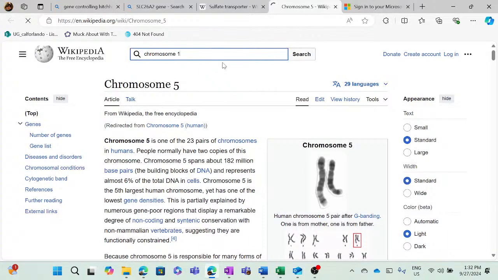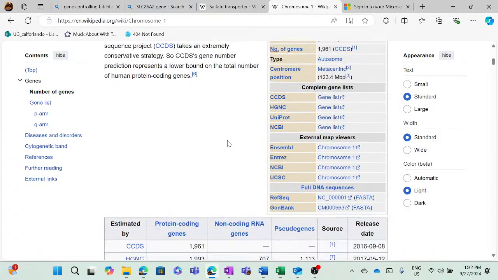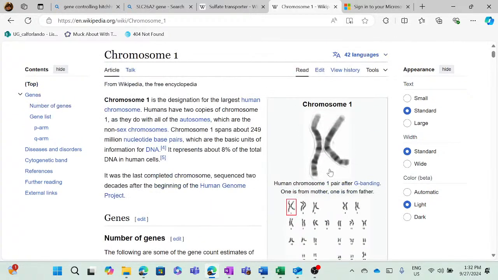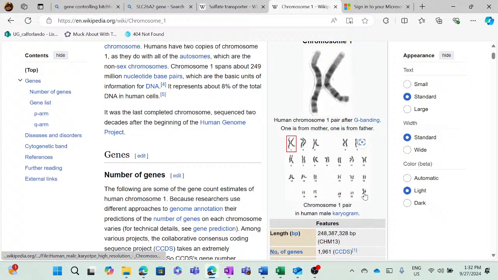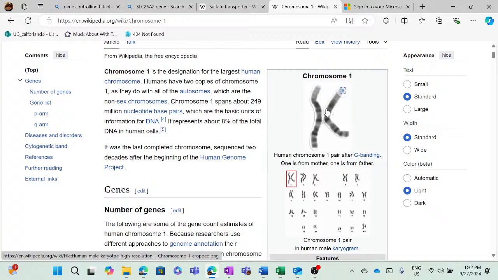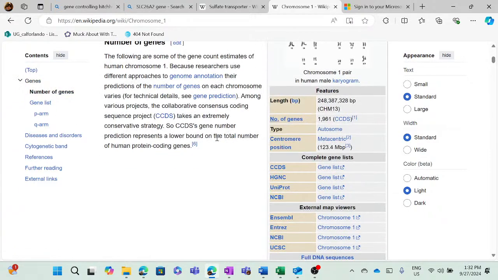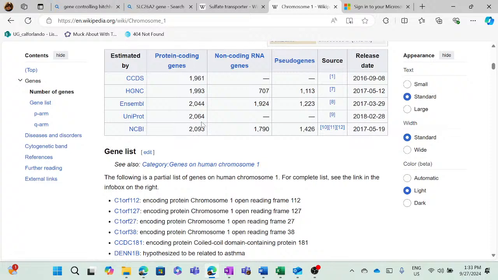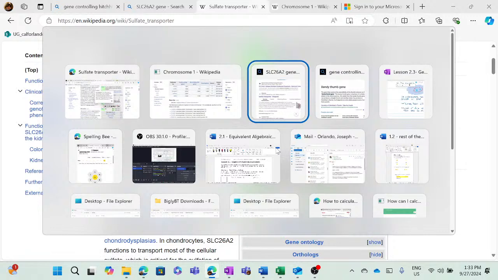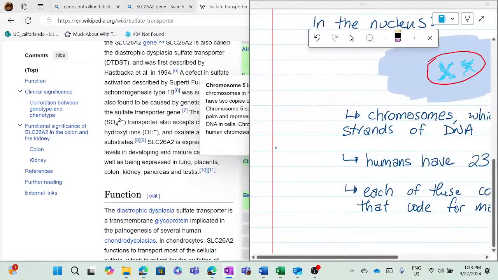Given that it's longer, we'd probably expect it to have even more genes, right? And sure enough, there's chromosome 1. Chromosome 23 is interesting, we'll get to that. Chromosome 1 has roughly 2,000 coding genes, 1,800 more non-coding genes, and about 1,400 more pseudogenes. We'll talk about what each of those things mean. Long story short, you've got a lot of genes. And that makes sense because you have a lot of traits. Does that seem pretty logical?